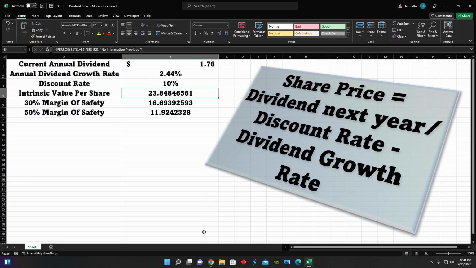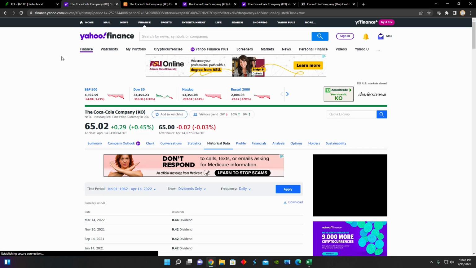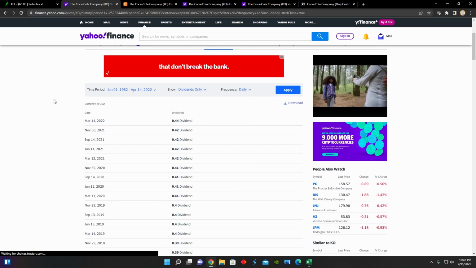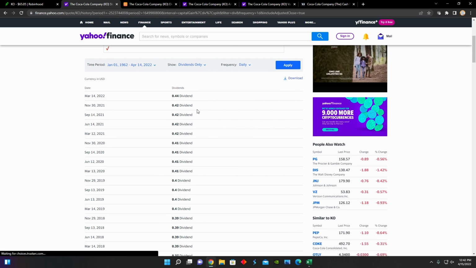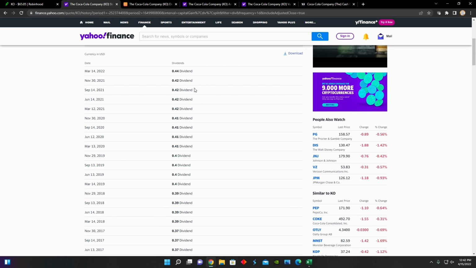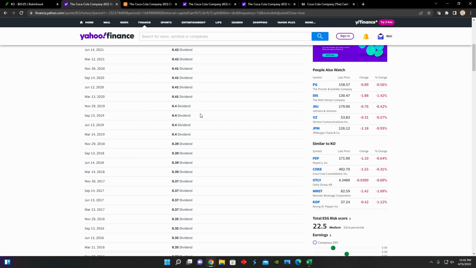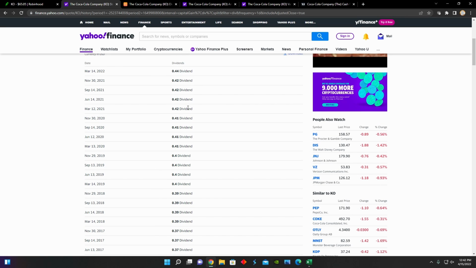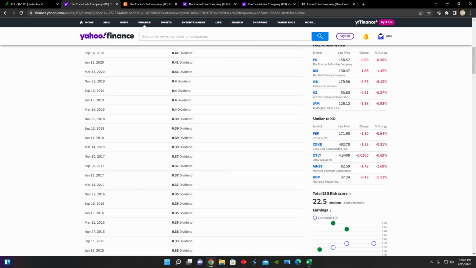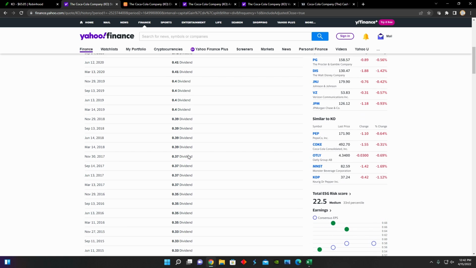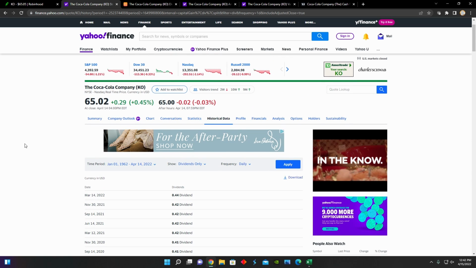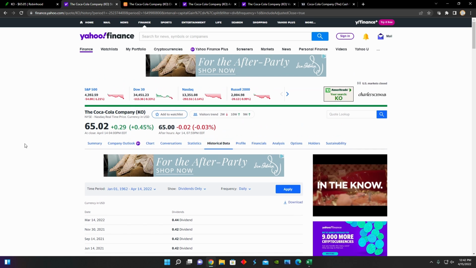But I also wanted to look at the metrics that I used for Coca-Cola in this case. If I go to Yahoo Finance for my example, Coca-Cola has pretty much been increasing their dividend by about 1 penny every single year consistently for a pretty long time. We can see for the first year, quarterly payments of 42 cents, then 41 cents, 40 cents, 39 cents, and so on, 37 cents. So they've been increasing their dividend pretty consistently, which is why using Coca-Cola in this example works really, really well.